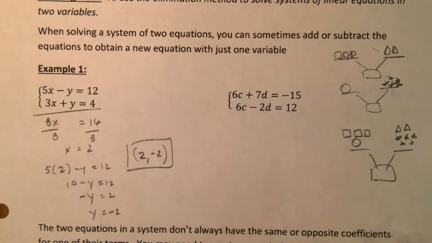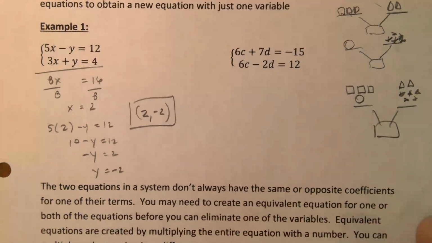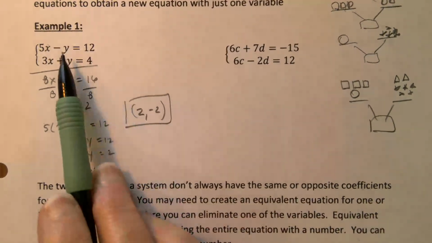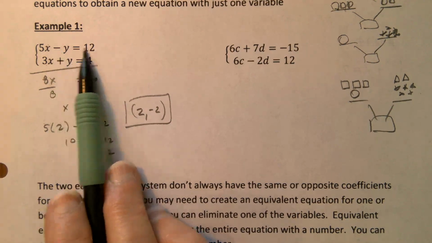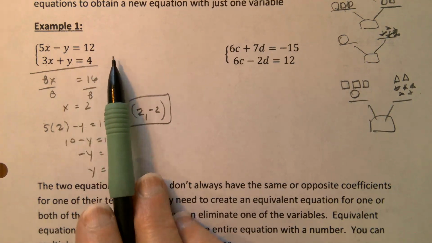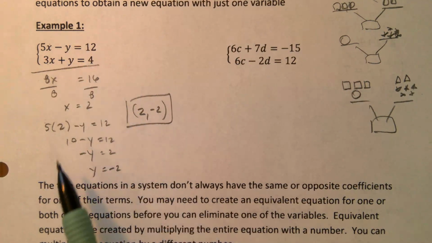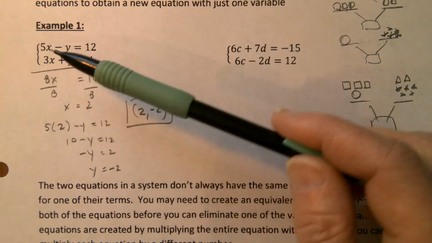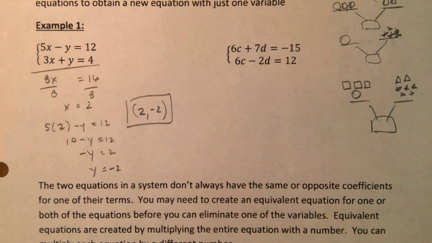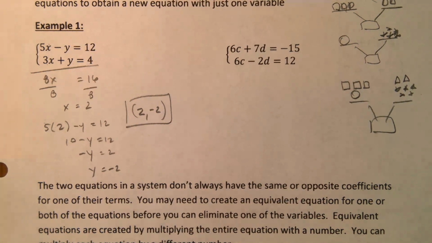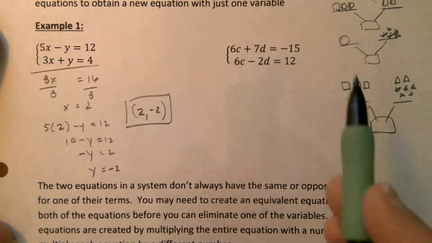So what I did was I kind of saved myself some steps. I still used substitution here, but if I were to do the substitution method, I would have to take one of these and rearrange it to get y equals or x equals. Here I was able to skip that step because I said, if I add these together, those y's are going to cancel out. Okay, let's look at this one.